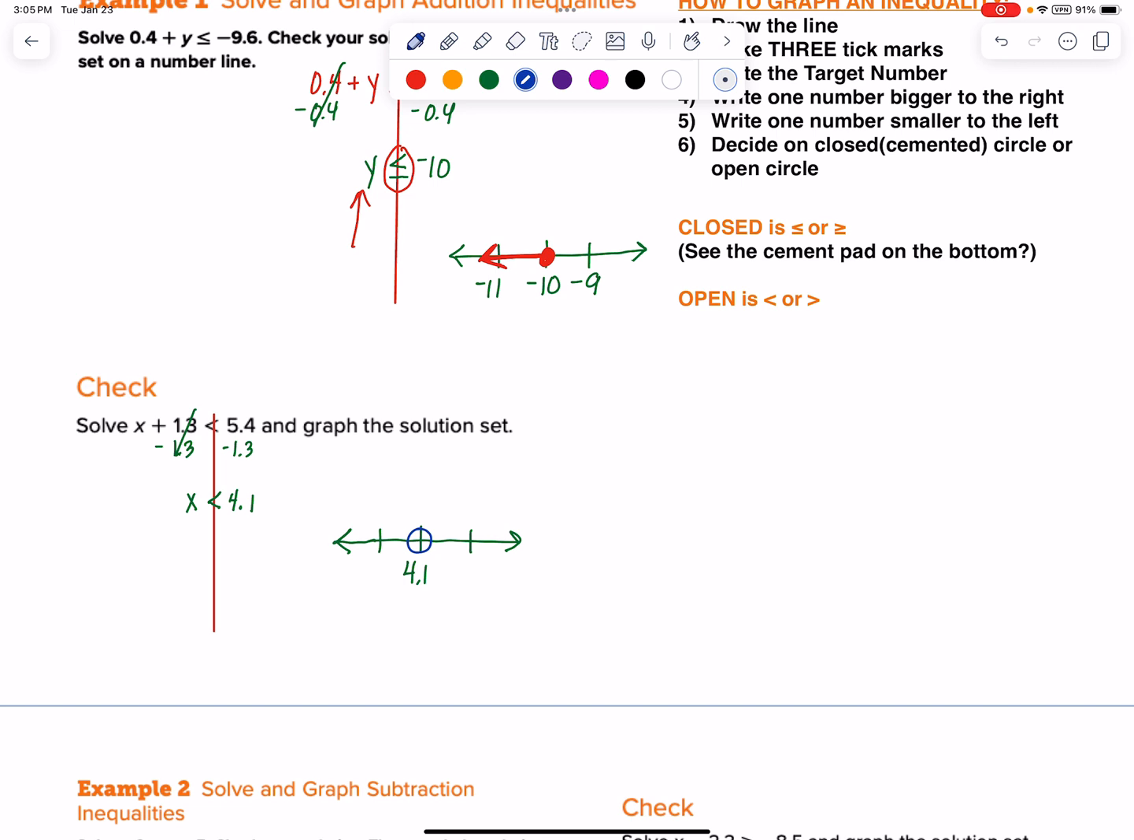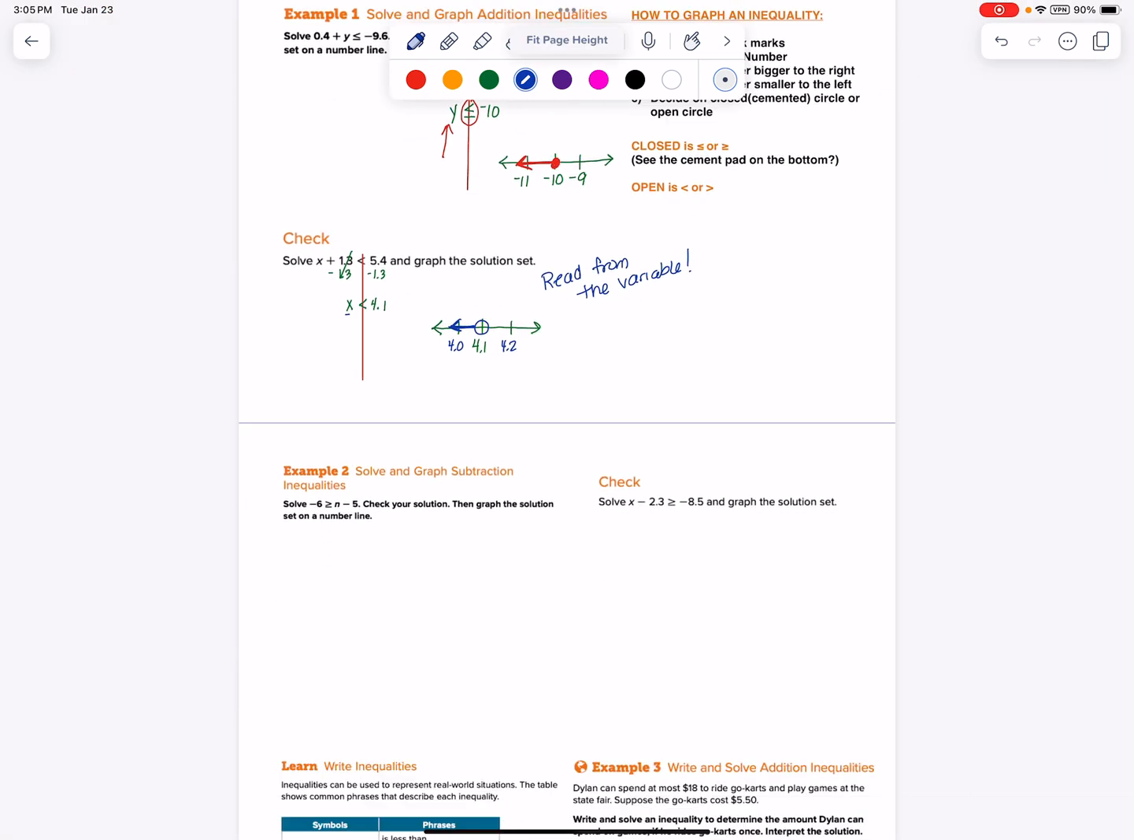Okay, and then which way is it going? This is where you read from the variable every time. So x is less than 4.1. Less than means left. Oops, I forgot to write my numbers, one bigger and one smaller. So 4.2 and 4.0, which is just 4. Okay, so x is any number less than 4.1, but not including 4.1. Okay, so there's your process.